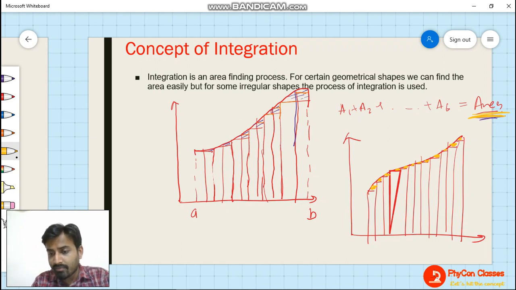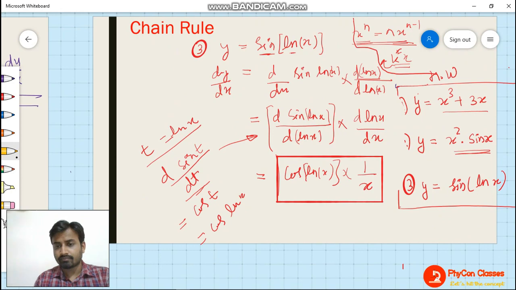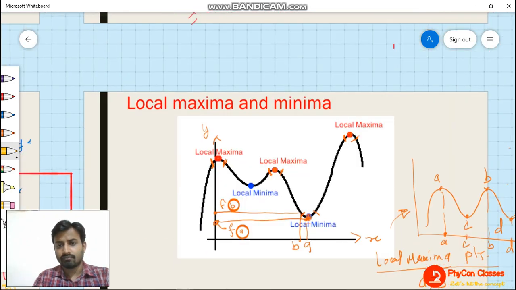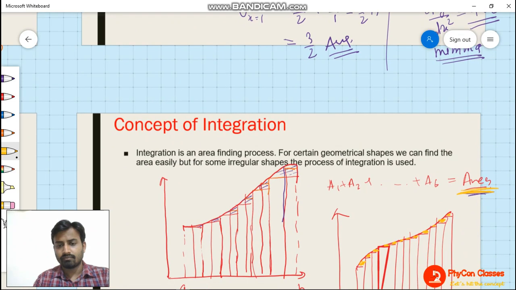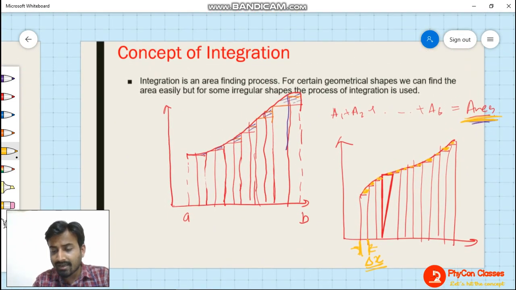See, the width of this rectangle is delta x. Width of this rectangle is what? Delta x. And at this point, what is the value of y? The y value will be the functional value at this point. If this is the starting point, this will be a, so f of a. Then the next point will be f of x1, then f of x2, then the final point will be f of b.